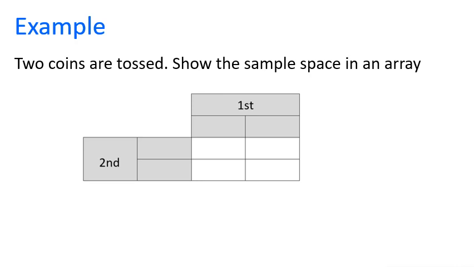Two coins are tossed, show the sample space in an array. So the first coin that's tossed could either be a head or a tail, and the second coin that's tossed could either be a head or a tail. So they're our selections. Then we list the outcomes: we could get a head and then a head, a tail and then a head, a head and then a tail, or a tail and a tail.